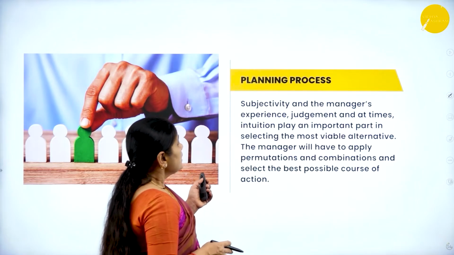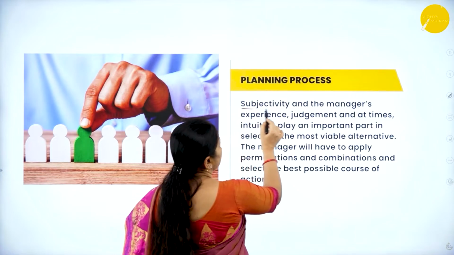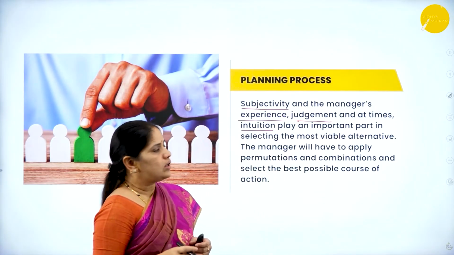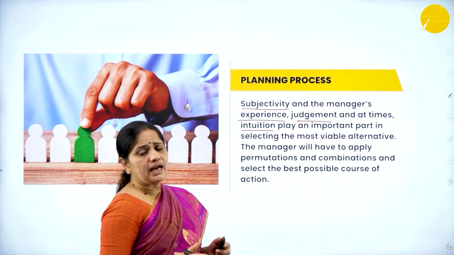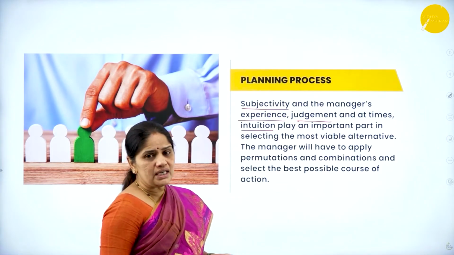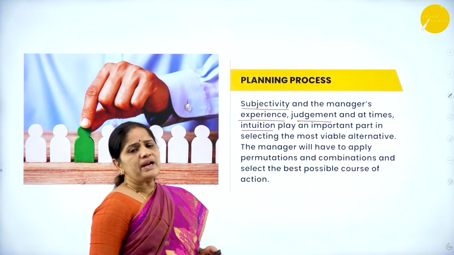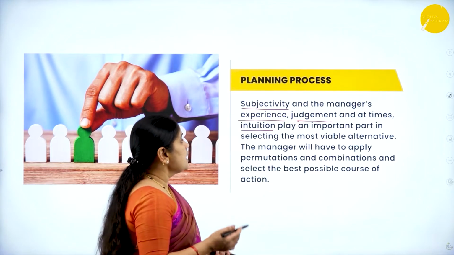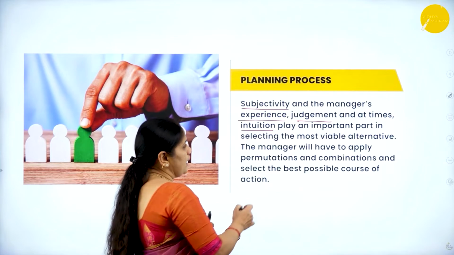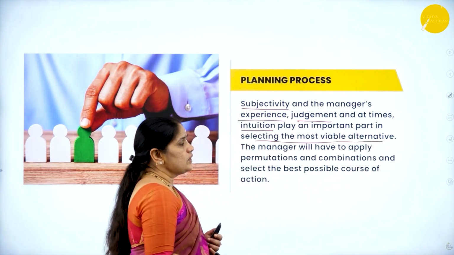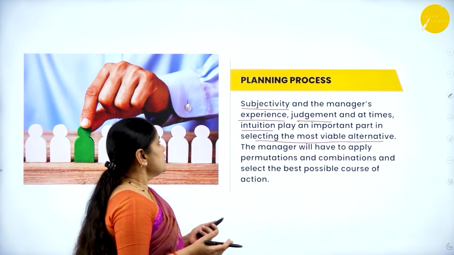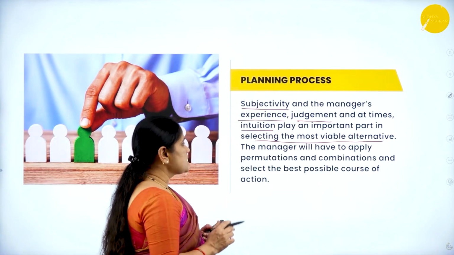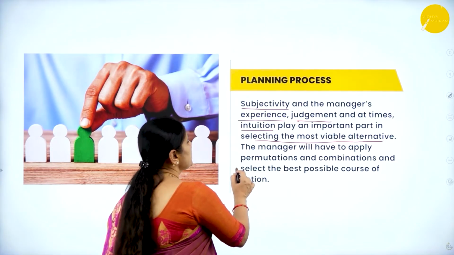Then in the planning process, the subjectivity and the manager's experience, judgment and intuition play an important part. Whenever you are selecting an alternative, the subjectivity, that is, what is the thing under planning. For what you are planning, whether you are planning for the sales target or for the production target, depending on the subject, you have to decide, and the manager's experience matters. How experienced the manager is, his judgment and at times his intuition also will help in selecting the most viable alternative. So when you are deciding on an alternative, the subjectivity, experience, judgment and intuition play an important role in selecting the best alternative.